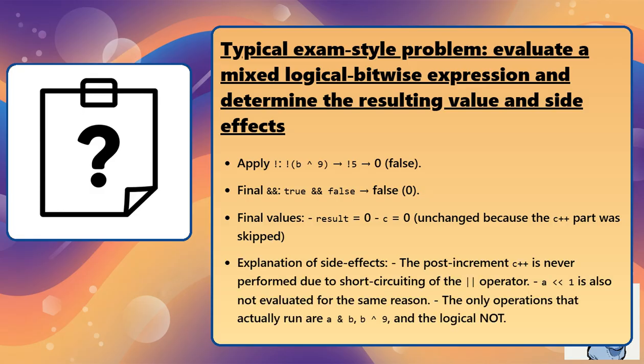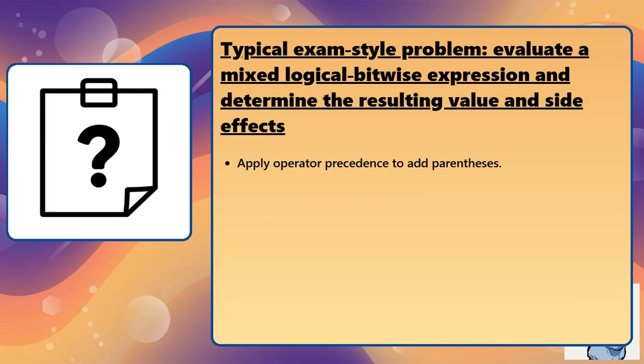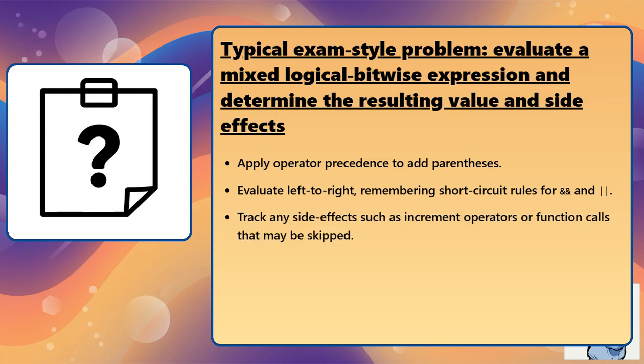Explanation of side effects: the post-increment c++ never occurs because of short-circuiting of the logical or, and the left shift 1 also never runs for the same reason. The only operations that actually execute are a bitwise and b, XOR 9, and the logical NOT. Apply operator precedence to insert parentheses. Evaluate left to right, remembering short-circuit rules for logical and and logical or. Track any side effects, such as increment operators or function calls, that may be skipped. Convert numbers to binary if it helps visualize bitwise results.